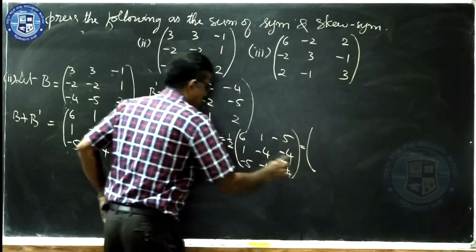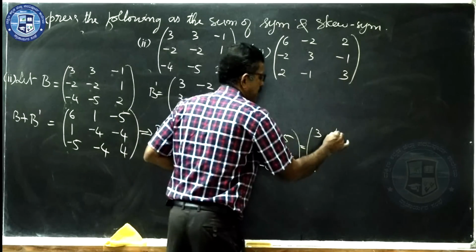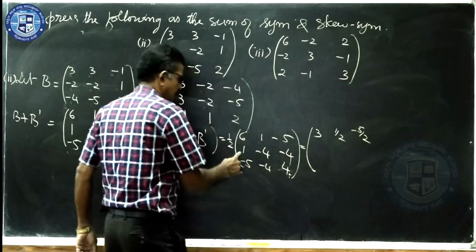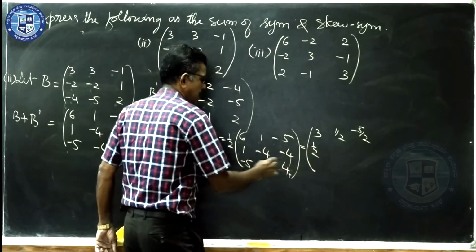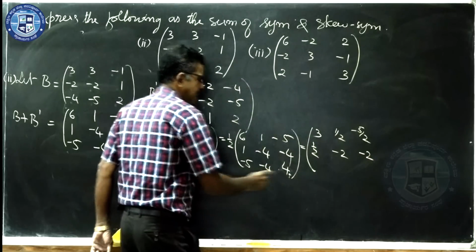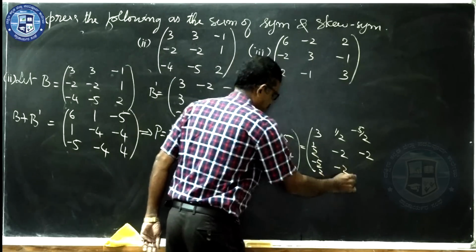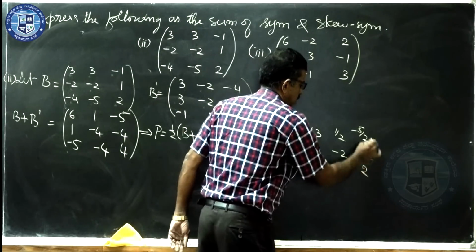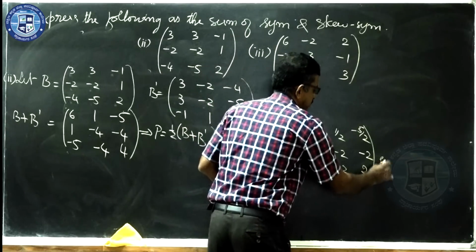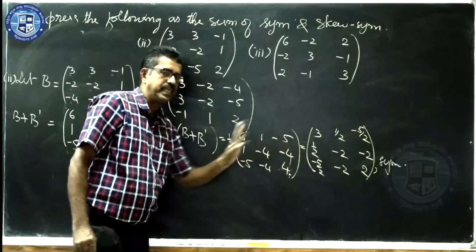So, that is nothing but dividing each element by 2. We get here 3, this will be 1 by 2 and this will be minus 5 by 2, and here it is 1 by 2, minus 2, minus 2, and this will be minus 5 by 2, minus 2 and then 2. What do you observe here? This matrix is symmetric. We have proved that P is symmetric.